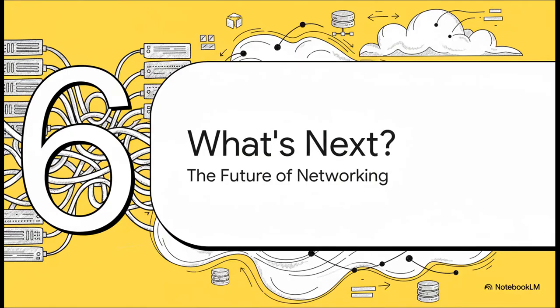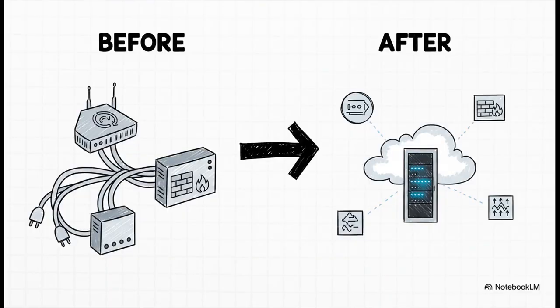Now, this system has served us incredibly well for decades, but the world of networking is always changing. And right now, the biggest shift we're seeing is the move away from specialized hardware boxes and into the flexible world of software. See, it used to be pretty simple. If you needed a router, you bought a physical router box. If you needed a firewall, you bought a firewall box.